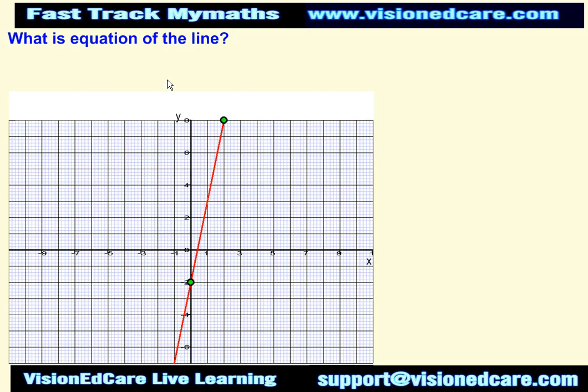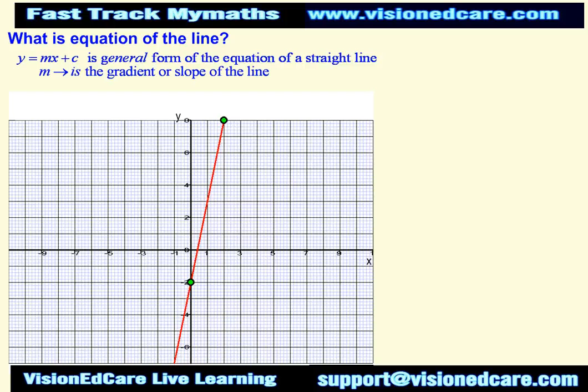In this subsection, you are going to learn to form the equation of a line from a graph and also when two coordinates are given. Let us examine this graph that is shown here. We know that the general equation of a line is given as y equals mx plus c, where m is the gradient or slope of the line and c is the y-intercept. That's the point where the graph cuts the y-axis.